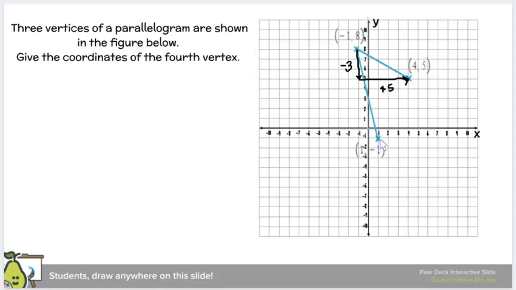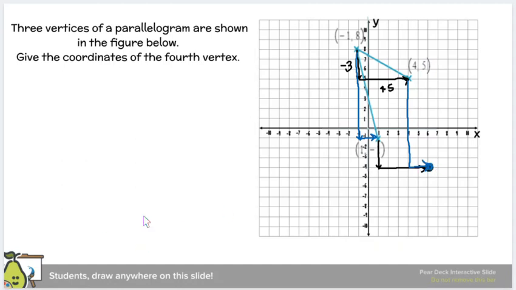So we need to repeat that over here. We're going to go down 3 and to the right 5. That means that I should end up here. But if this is truly a parallelogram, then that needs to work for my other line on my other side. So my other side slope is down 9 and to the right 2. So my other side should match. So down 9 and to the right 2, and I did end up in that same spot.